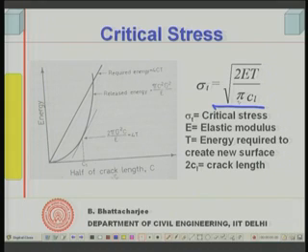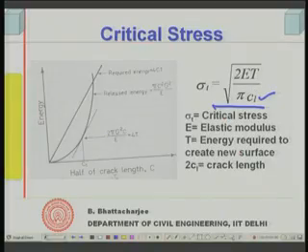So, what do we see from this? One important thing is that C is half the original crack length. In other words, the size of the pore or the initial crack which is available is very, very important, and the larger the pore, the lower the critical stress will be. So, that is the behavior in tension for such material.